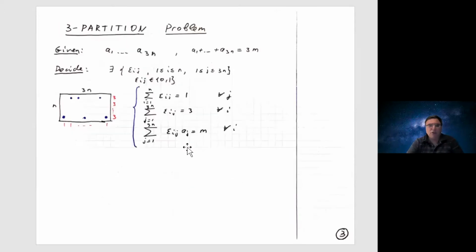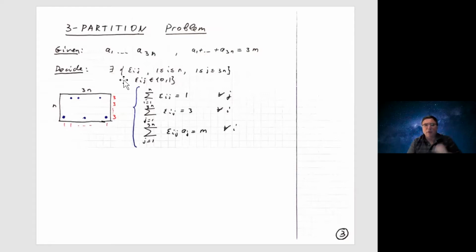Okay, excellent. So before I move on, I want to talk about the 3-partition problem, which is a very similar problem. Given a set of integers a_1 up to a_3n, note there is a 3 here, and suppose these numbers add up to 3 times an integer. The question is, does there exist a 0,1 matrix? It's sort of easier to think about it in this way. Let me just say it in colloquial terms. What you want to do is split the 3n numbers into n triples, all of which add up to the same number m.